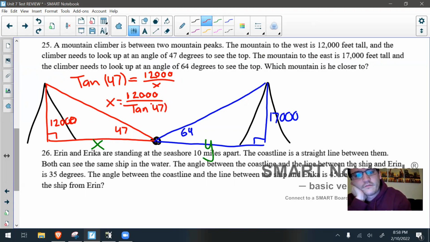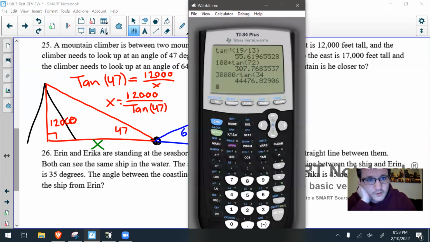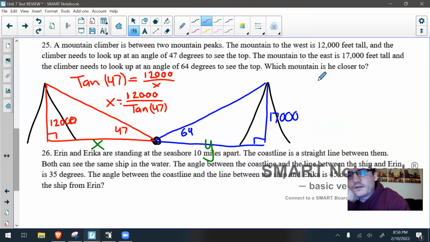All right, I don't know what that is, so let's go to the calculator. 12,000 divided by the tangent of 47. All right, so that is, let's see, x equals 11,190. So x equals 11,190. All right, so now let's try it again with the blue mountain.